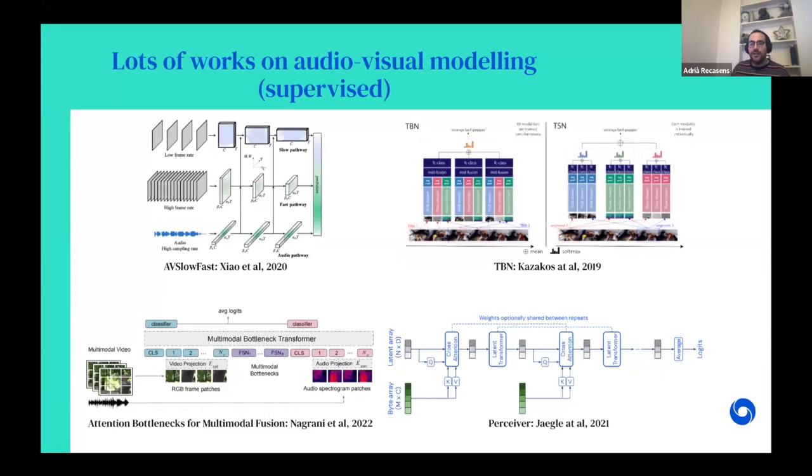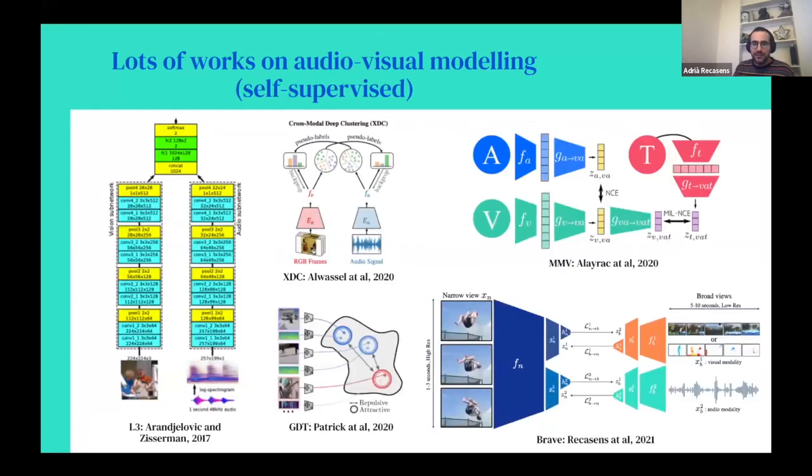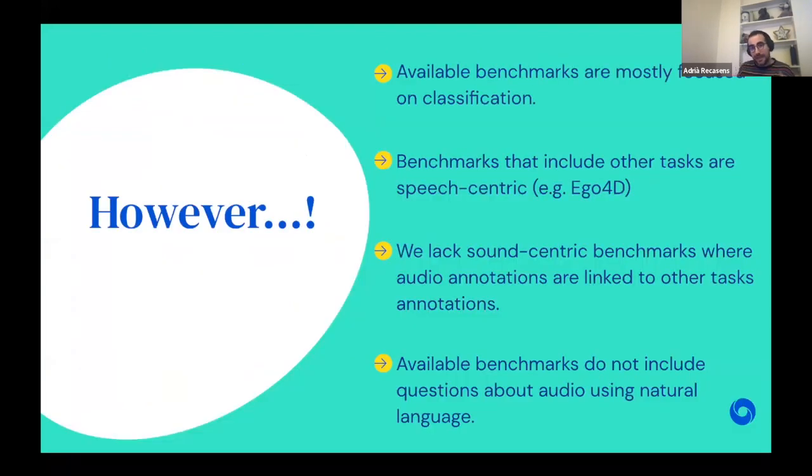Now, there is a lot of modeling already on audiovisual learning. There is some supervised modeling that essentially tries to use audio as input modality and tries to predict audio classes. I think Joe talked about the perceiver at the beginning. There is also some work on self-supervised learning where audio is used as the self-supervisory signal to learn strong representations without labels. But if we look at the benchmarks, there is a gap.